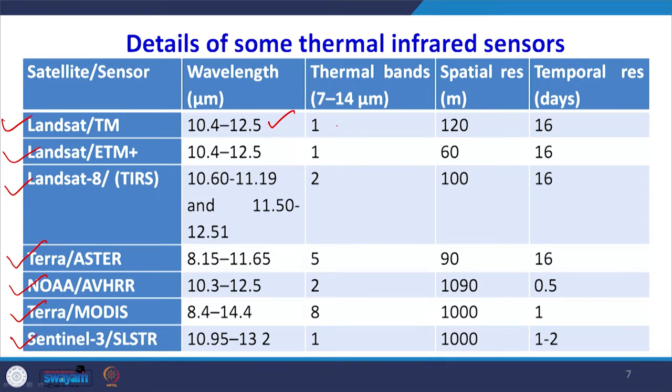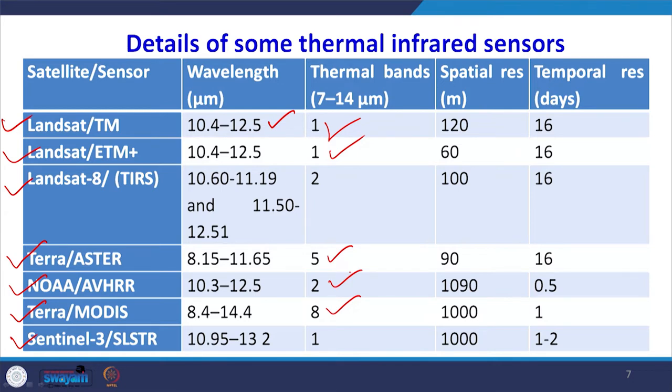So we can get only one band from Landsat, but from ASTER, for example, we can get 5 bands. From MODIS, we can get 8 bands. From AVHRR, we can get 2 bands. So we can get multiple bands from sensors which are specifically designed to operate in the thermal part of the spectrum.